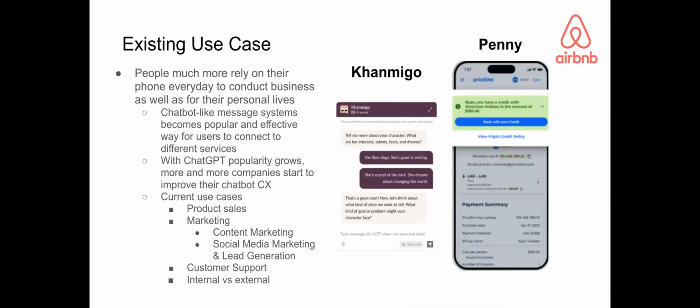Then for existing use cases, I think we need to elaborate a little more compared to last time. Today people are much more reliant on their phones. Everybody on the bus, on the train, on the plane is looking at their phone, mostly conducting their business as well as their daily lives on it. So chatbot-style messaging has become really popular for effective communication between people. Now we can connect people with a chatbot-style message system to whatever service we want.